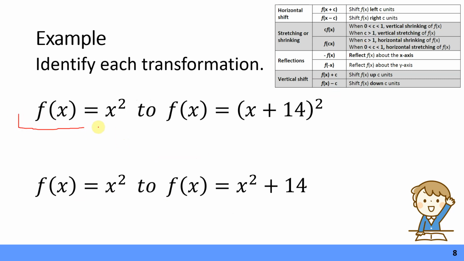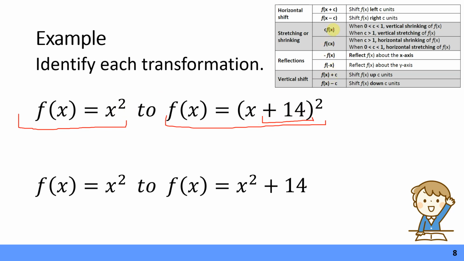So here we have f of x equals x squared. So the parent function here is a quadratic, right? And we're only doing one transformation here. So what do you notice? The only difference from here to here is the plus 14. And where is the plus 14? It's inside the parentheses.